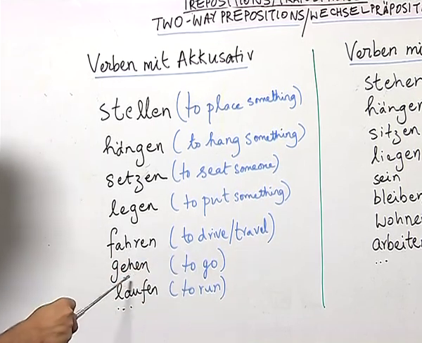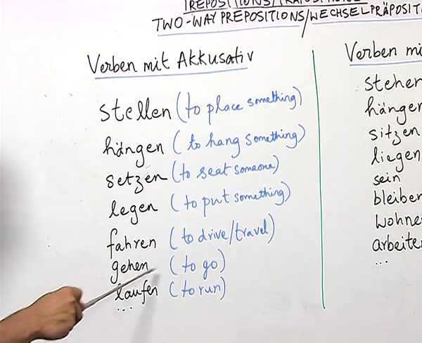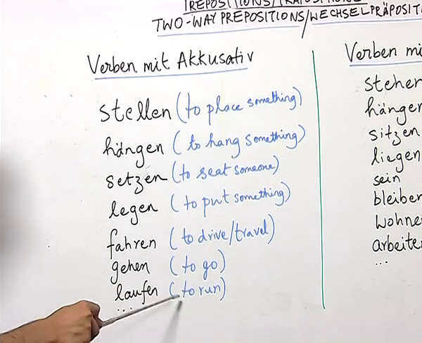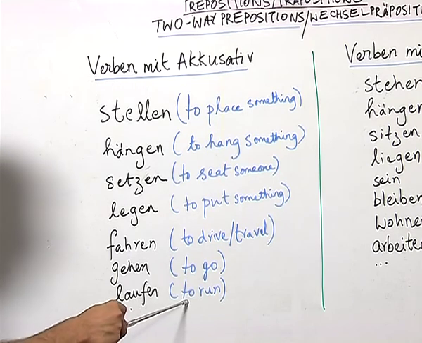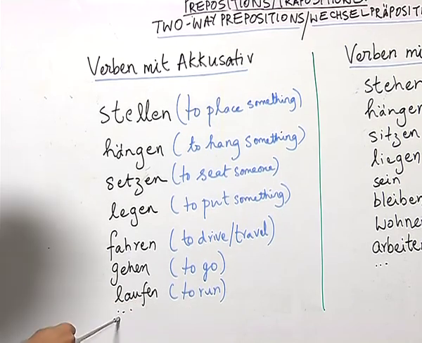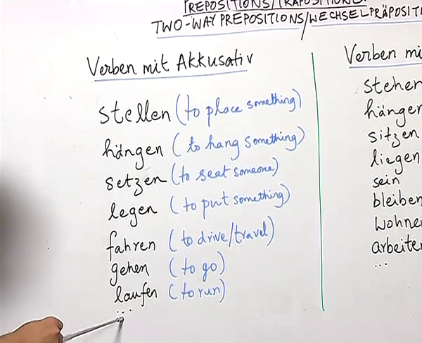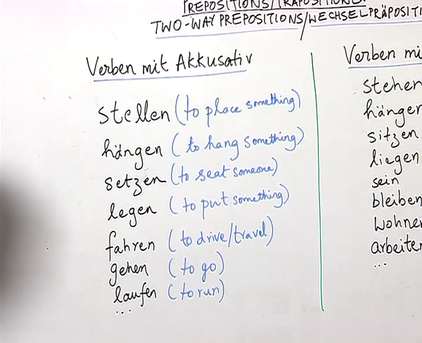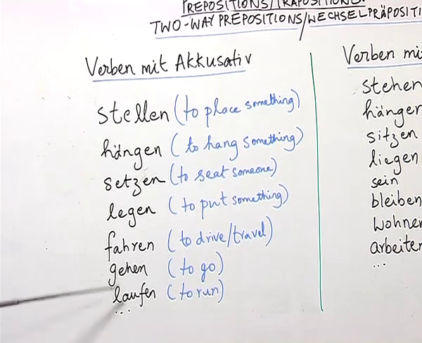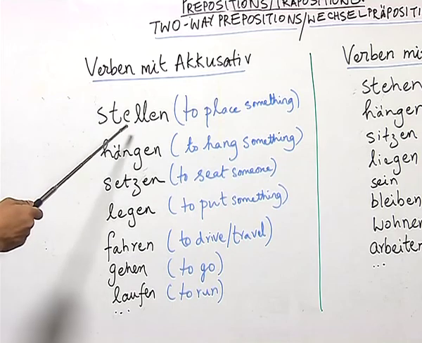fahren, you are familiar with, this verb either means to drive or to travel, gehen, you are also familiar with this verb, which means to go, laufen is the verb which you are familiar with, which means to run. What I intend to mean by these three dots is that the list is endless, it can go on and on. Now, let us look at the verbs again.